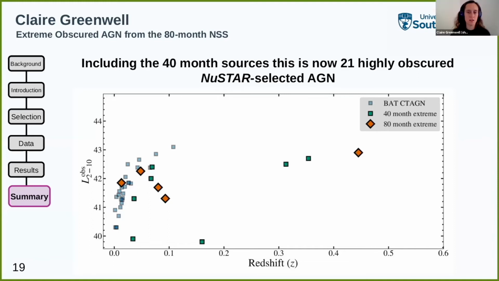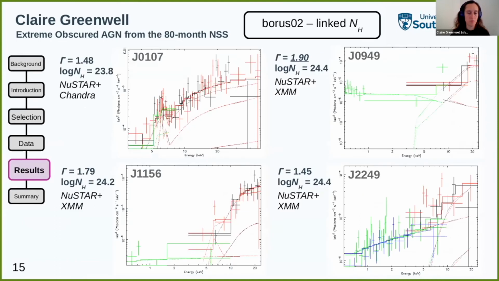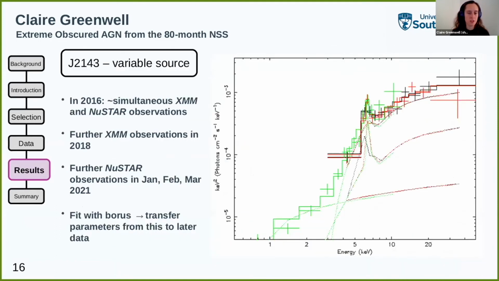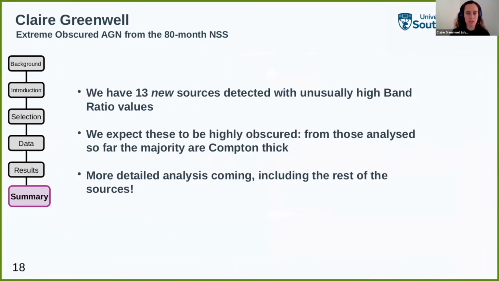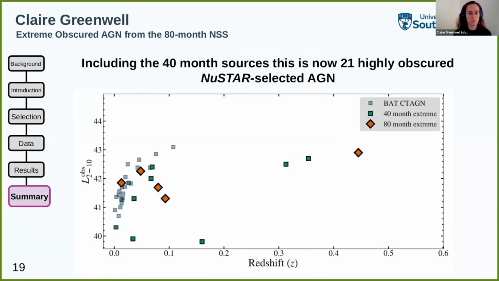And so these 5 on the plot are the 4 that I showed here plus J2143. So yeah, this one is 23.8-ish. So they're all almost 24 or slightly above 24. So yeah, I think so. Okay, but some with bigger errors than others. Yeah. Yes, absolutely. Yes.